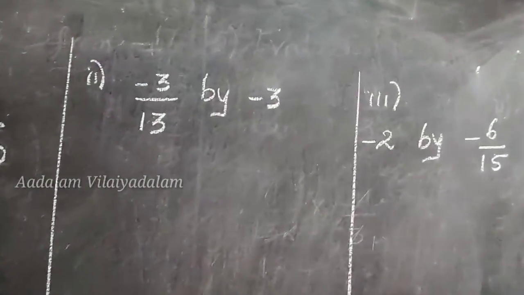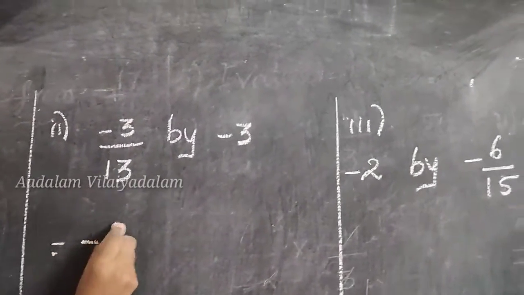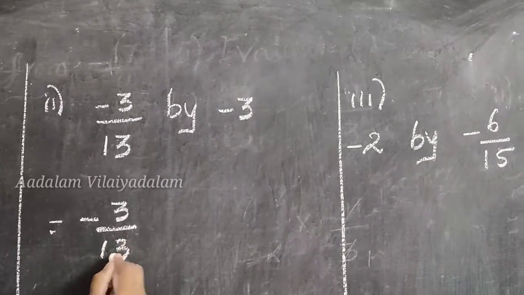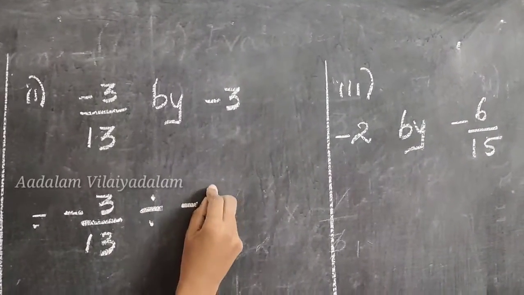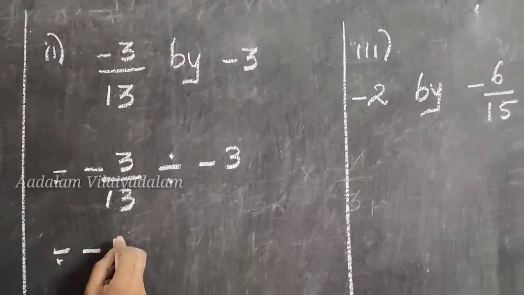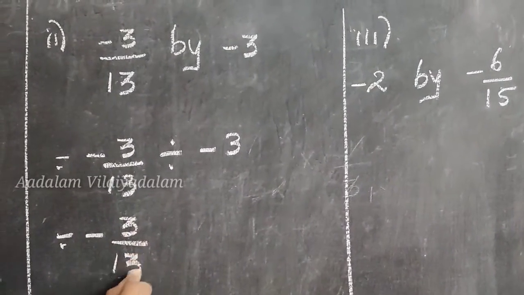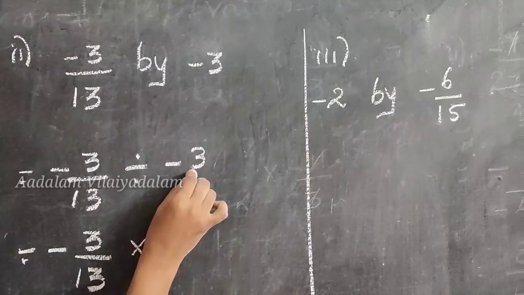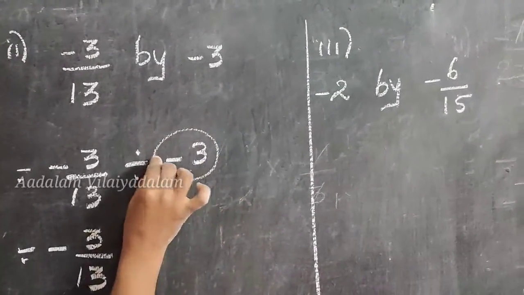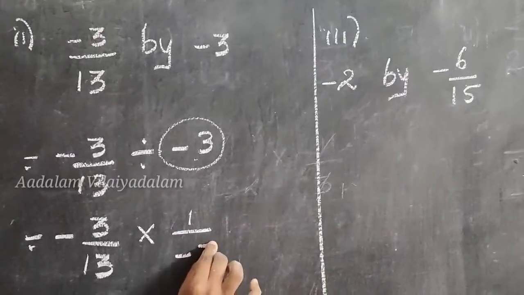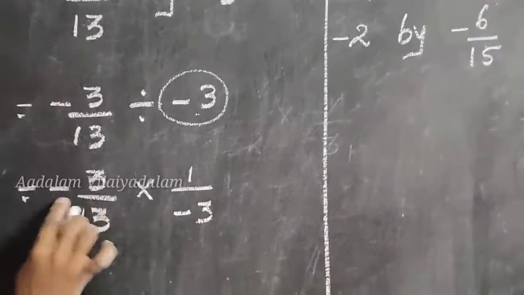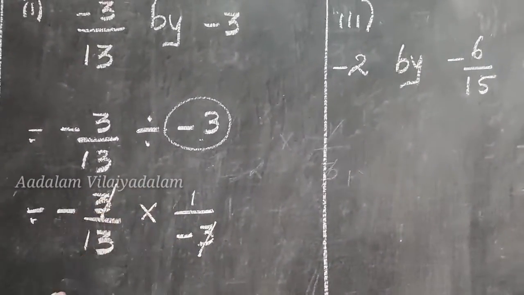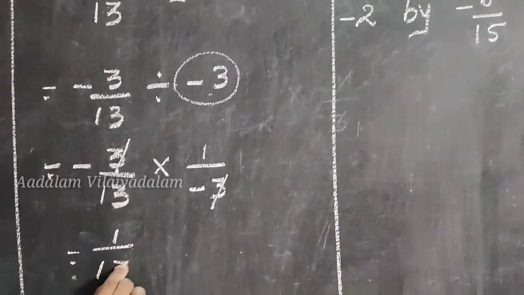For second one, minus 3 divided by 13, divide by minus 3. Here also we have to arrange the division, convert to multiplication only. So multiply by the reciprocal of minus 3. So the minus 3 reciprocal is 1 divided by minus 3. Here also minus into minus plus. So 3 table cancel. The answer is 1 divided by 13.